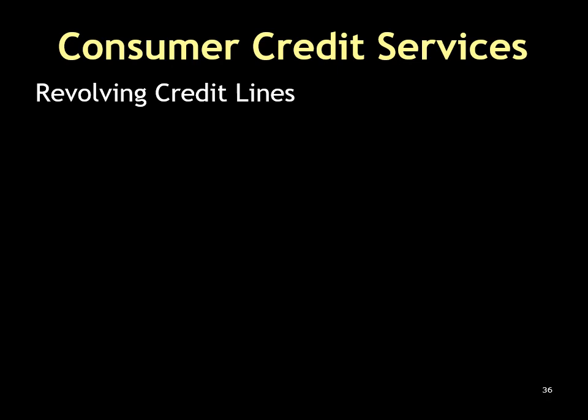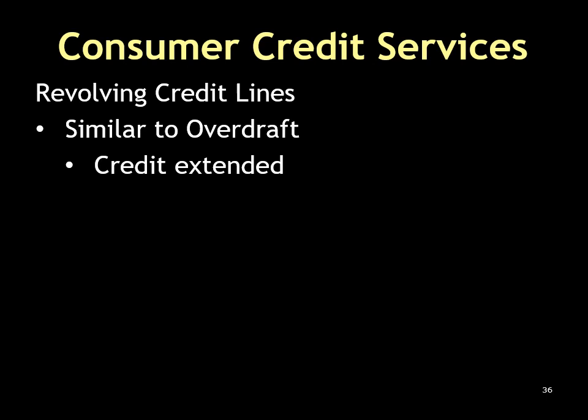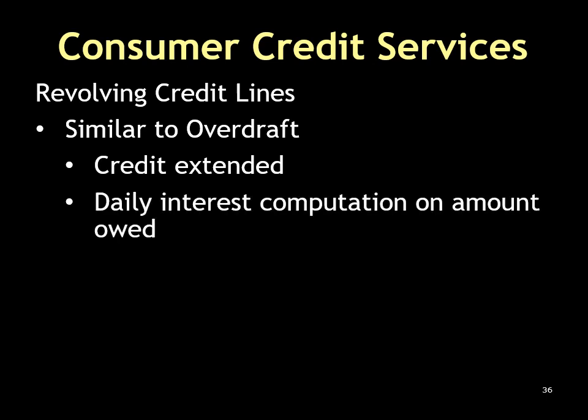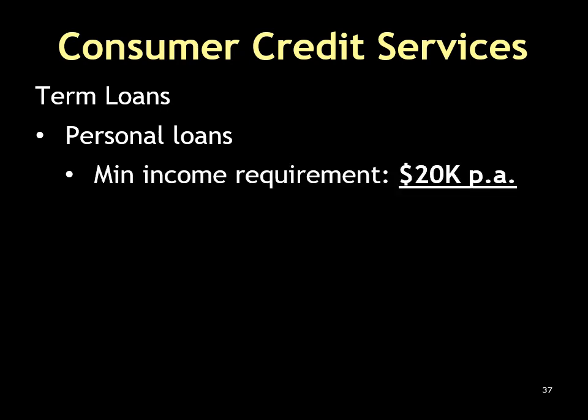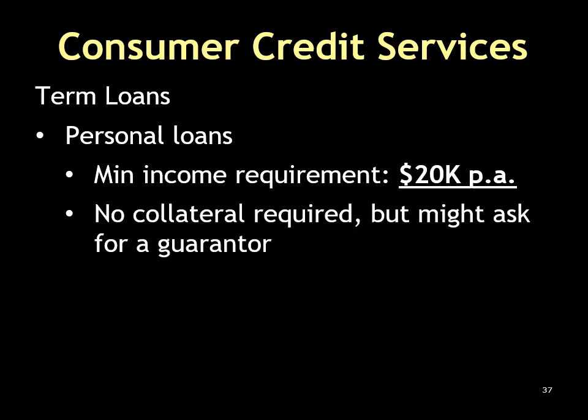Next, we look at revolving credit lines. It's similar to overdraft, credit extended. It's a daily interest computed on the amount owed. Personal loans have a minimum income requirement of 20,000. No collateral is required, but may ask for a guarantor.